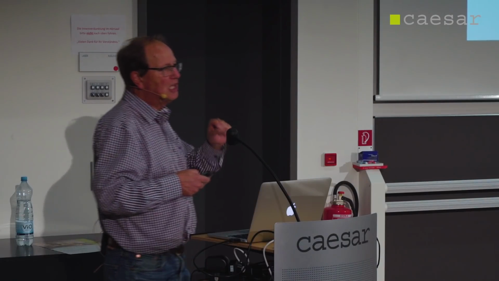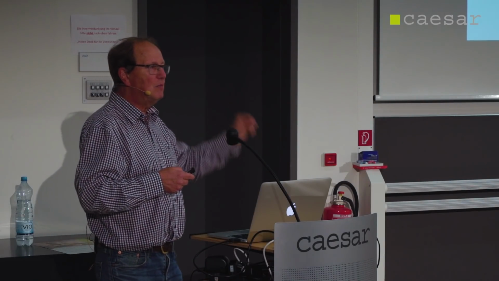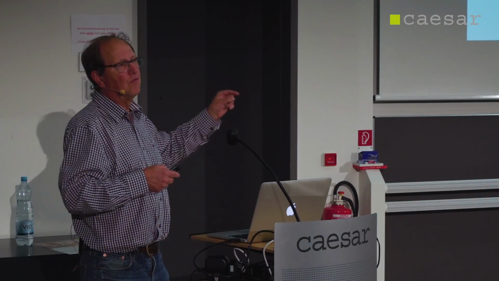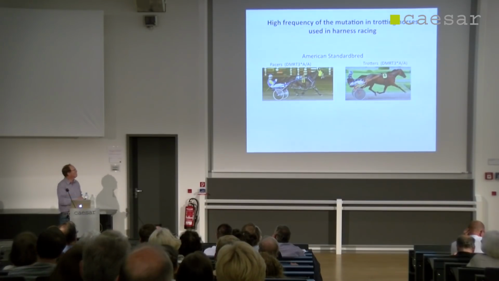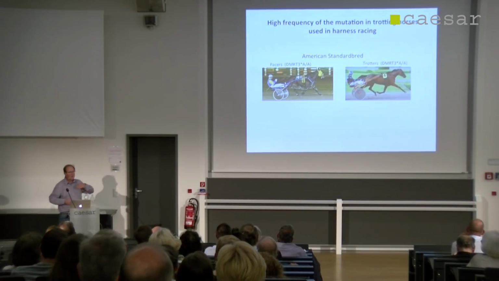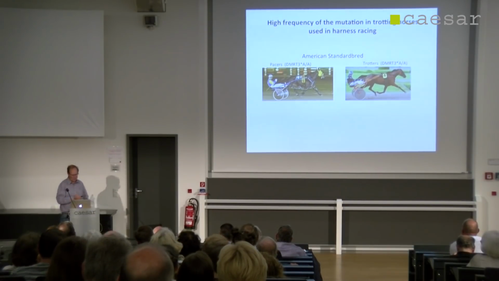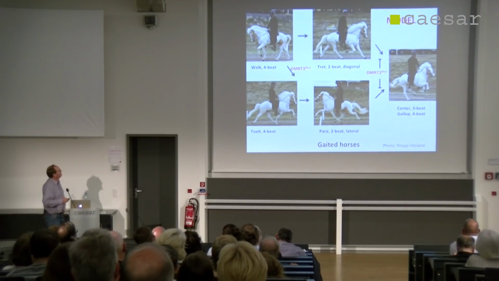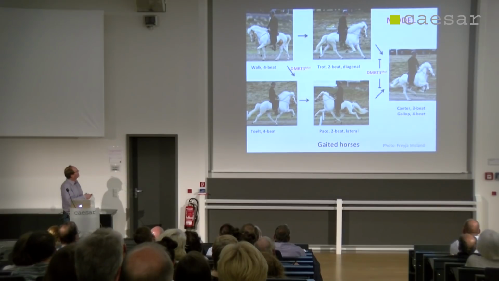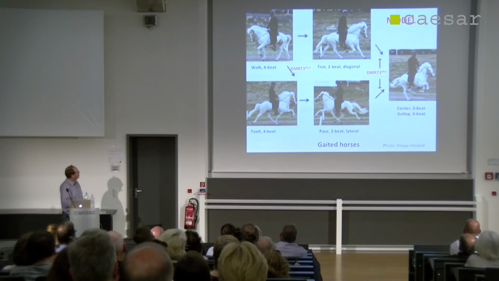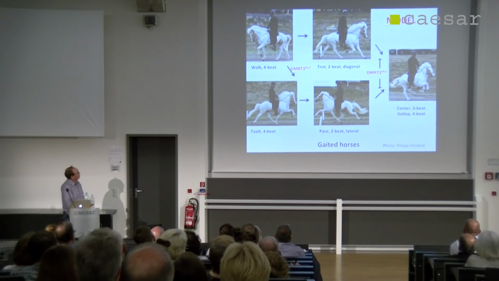But what we think this mutation is also doing is that it's inhibiting the transition from trot to the gallop. So these horses are not allowed to do the gallop. So they run at very, very high speed without galloping. So this is our model that all horses do this. But if this mutation is permissive for doing the tölt and the pace, and it inhibits a transition from the trot or pace to the gallop.